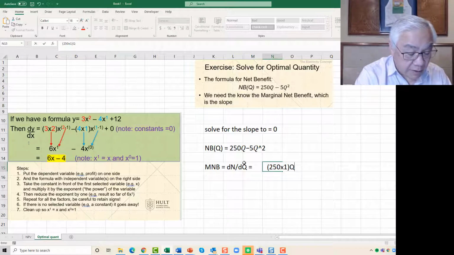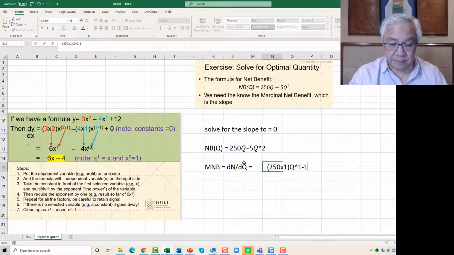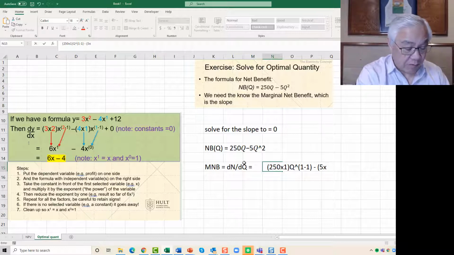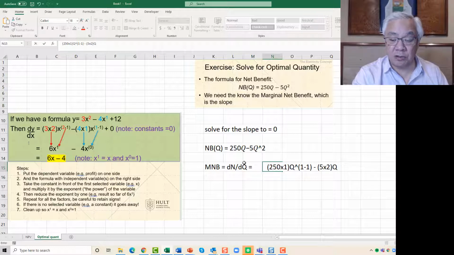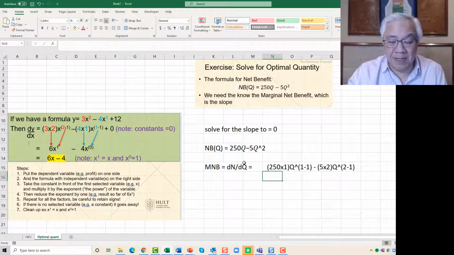And it's going to be raised to the power, I'll just do caret, raised to the power of what? It's the exponent, which is 1 minus 1, right? And then we carry the next factor, which is minus, and it's, again, 5 times what? Here it's squared, so it's 2. Carry the variable q, and then it's going to be raised to the power of the exponent, which is 2 minus 1. All right, so I'm doing this in Excel. A lot easier on paper and pencil, believe me. But let's now solve it.